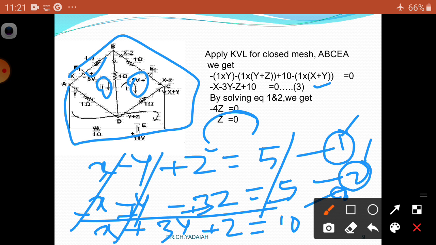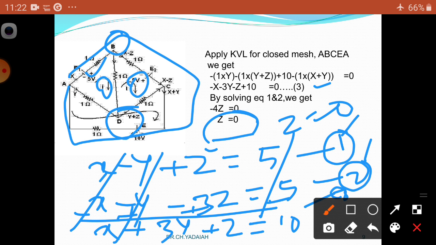I think you are very familiar with the mathematical calculation, more than me. Simple equations, just solve them by simplification, changing the terms. Then what value did we get? Z is equal to 0. That means the current flowing through B and D is equal to 0. That means B potential and D potential are equal. Current is not flowing between the two nodes, the two nodes are at the same potential. So no current is flowing through BD.